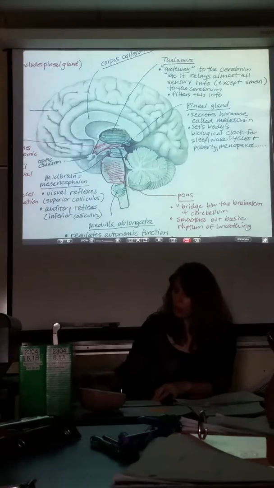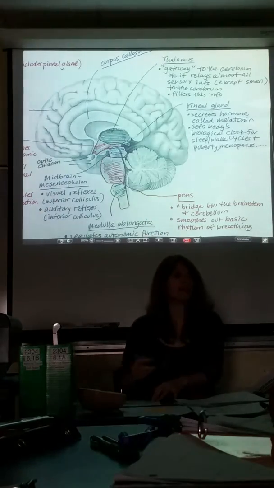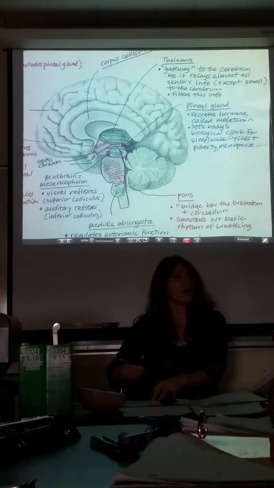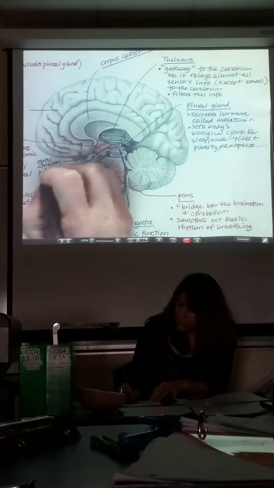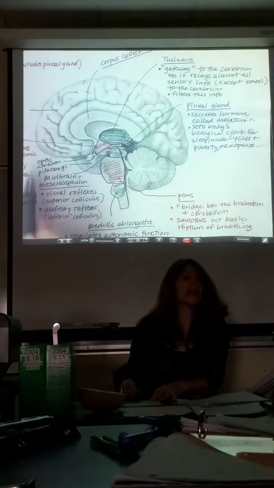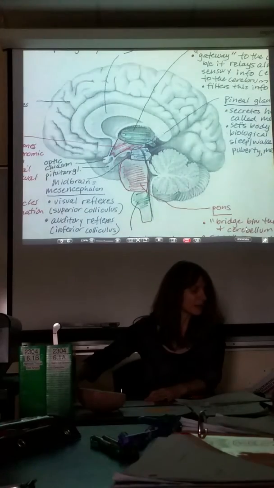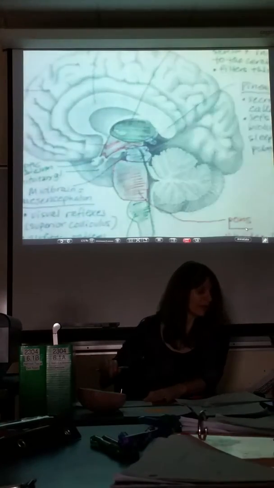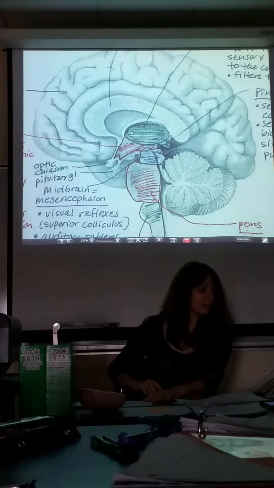Does anybody know what this little part of the brain is? It's actually, half of it is part of the brain, half of it is not. Pituitary gland. Nice, Adriana. The pituitary gland. The optic chiasm, C-H-I-A-S-M. Zoom in on that. And the other one is the pituitary gland.